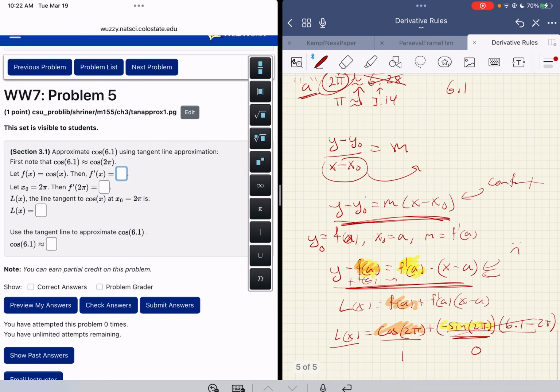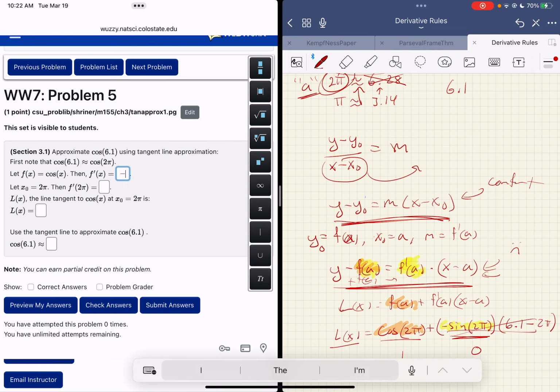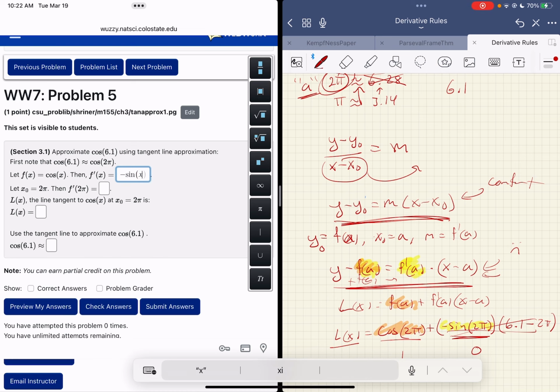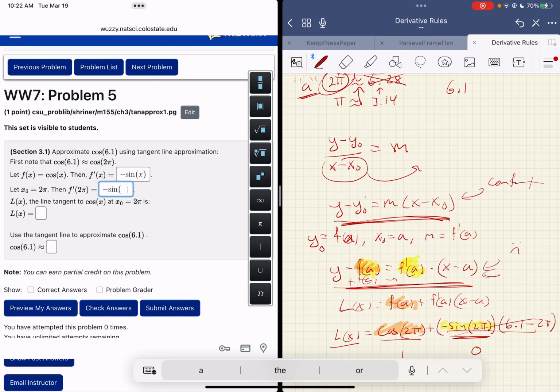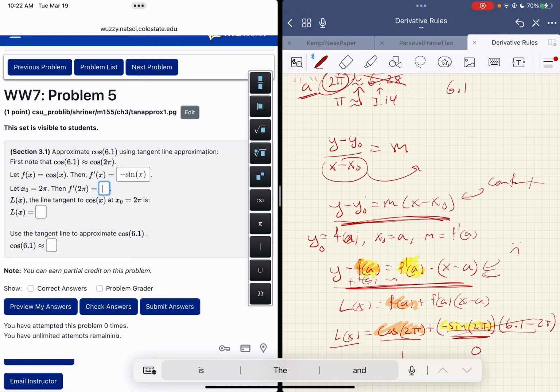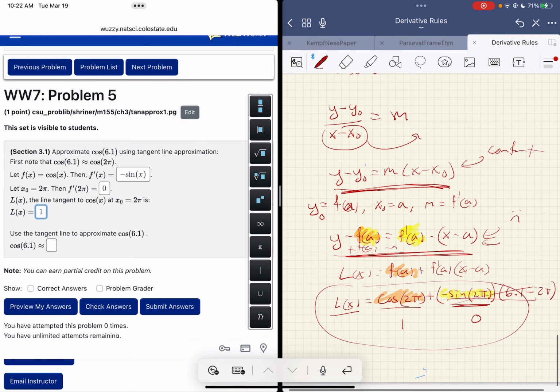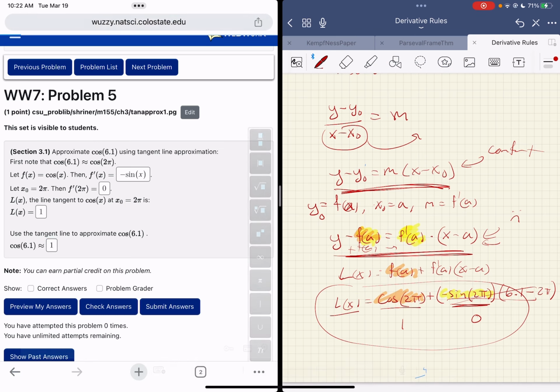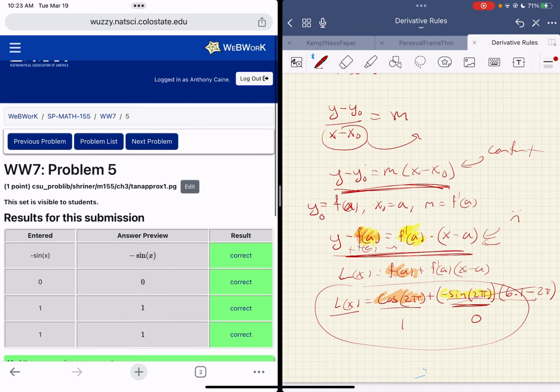Okay, so what is f prime of x? It's negative sine of x. Okay, so what's f prime at 2 pi? It's negative sine at 2 pi, but that's just 0. Okay, so I'm just going to say 0. What's the linear approximation? It's 1. That's what we got over here. It's 1 plus 0. It's 1. Okay, so what is this? It's 1. All right, there you go. Cool.